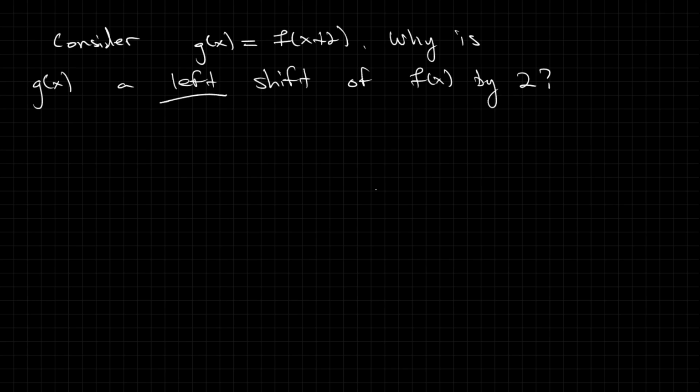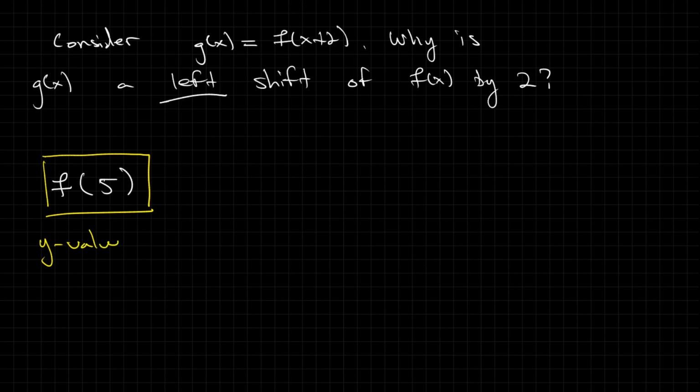In order to answer this question, let's start out by taking f and inputting any x value that you'd like. So let's say 5. Now f of 5, that's going to be an output, or if you like, that's going to be a y value. And that y value is going to be on the graph of f.